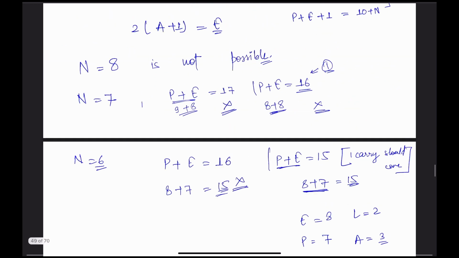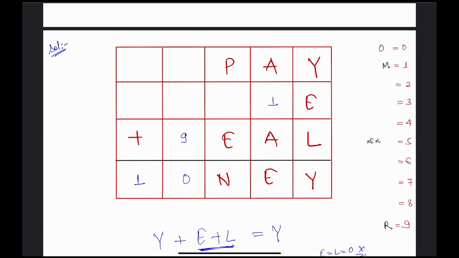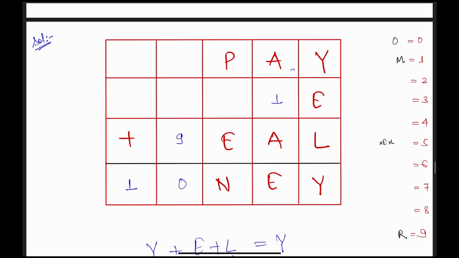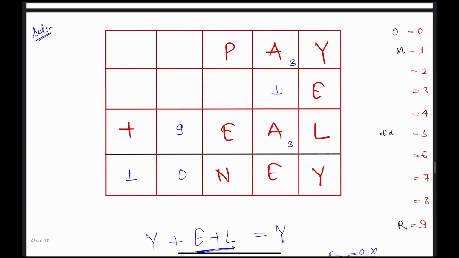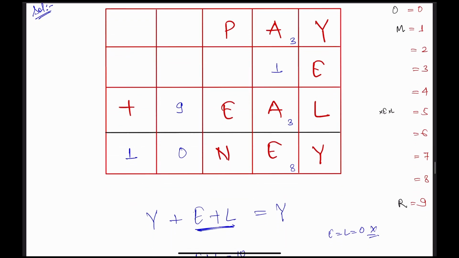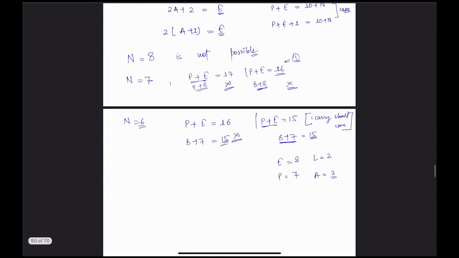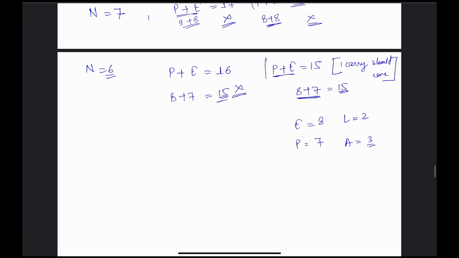If our a is 3, let's check now. If a will be 3, 3 twos are 6, 7 plus carry 1 is 8, so our e is becoming 8 over here, but there is no carry coming. If the value of a is 3, then carry is not possible, so this condition is also wrong.